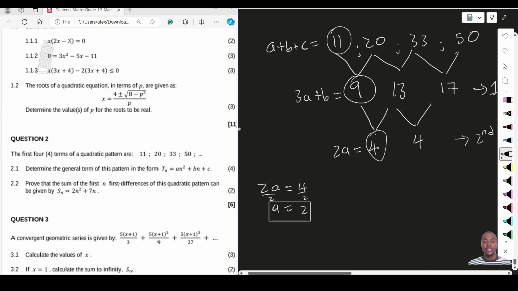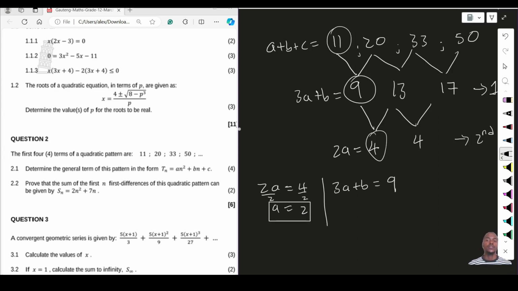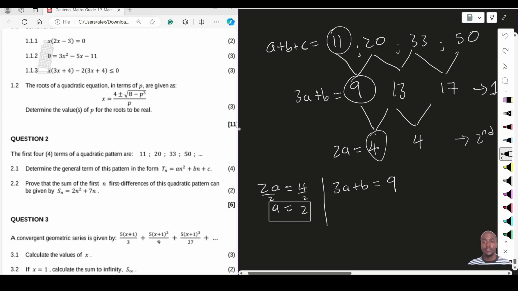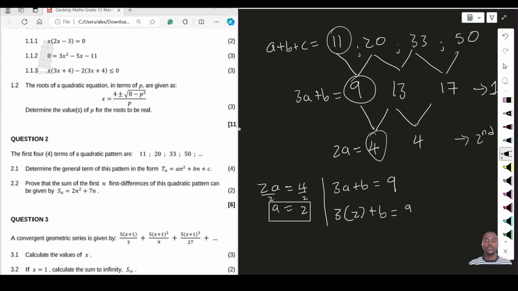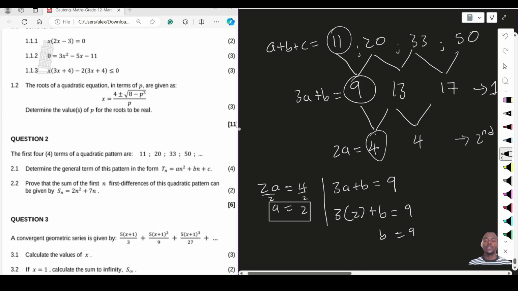Then the next thing is, let's find b. So we're going to say 3a plus b is equal to 9. Don't take 13. It will be highly incorrect. Don't take 13 and above. So you must take 9. So we'll say 3 times, what is a? It's 2, plus b is equal to 9. Then b is equal to 9 minus 6.